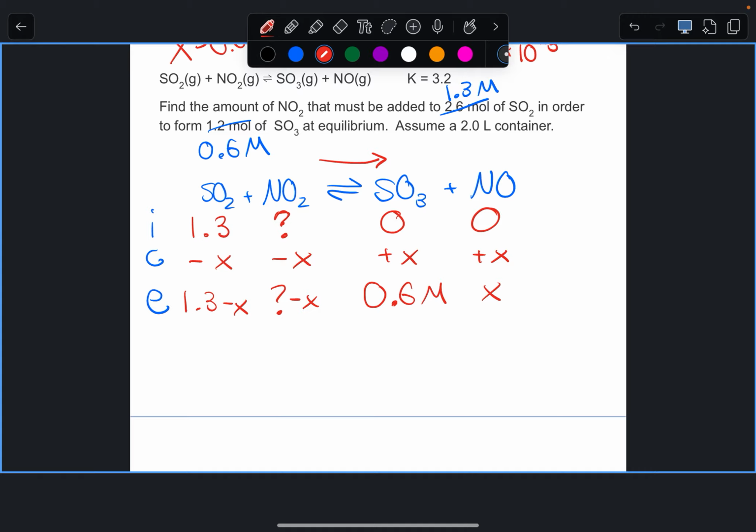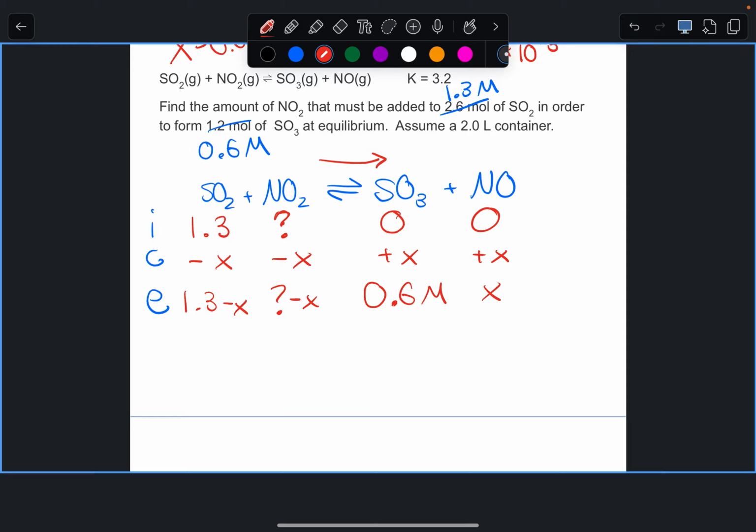Okay, so just before you do any solving, let's take a look at this one. You still want to put any of the information that's in words into your ICE table. So find the amount of NO2 that must be added to 1.3 molar of SO2. They're saying we're going to mix the two reactants. One of them, the SO2, is 1.3 molar, and one of them, the NO2, we don't know how much we should put in. That's what the question wants.